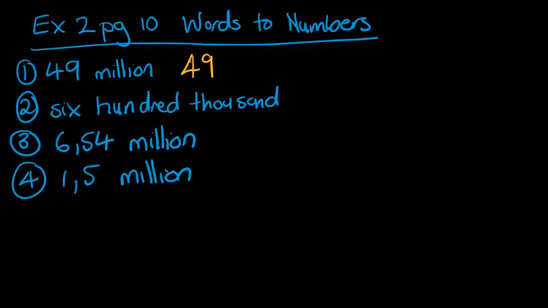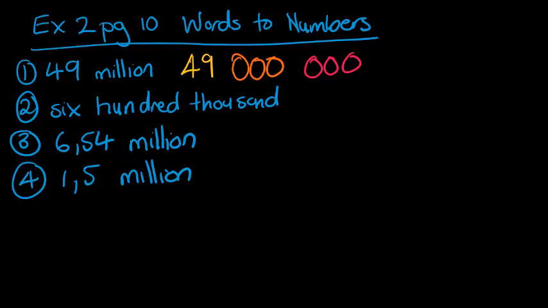There are no digits that follow, so everything's going to be zeros, right? So after the million, I have thousands. So I have 3 zeros that represent the thousands, and I have 3 zeros that represent the ones. And that is how I write 49,000,000.